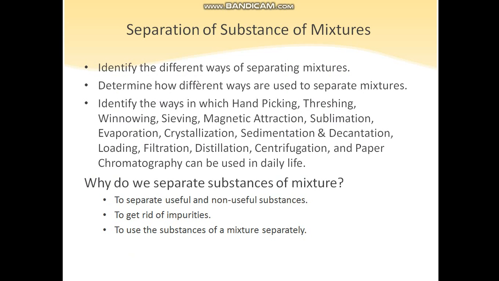So in separation of substances, we will identify the different ways of separating mixtures and also determine how different ways are used to separate them. And also we will answer why we separate substances of a mixture: to get useful substances, to get rid of impurities and to use the substances of a mixture separately.